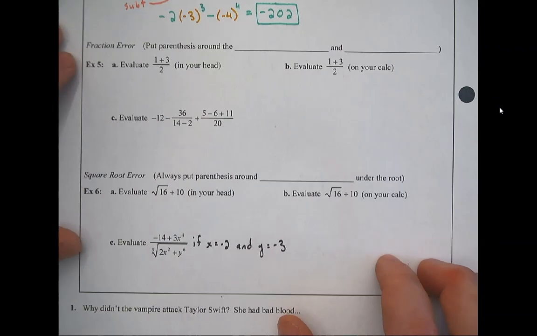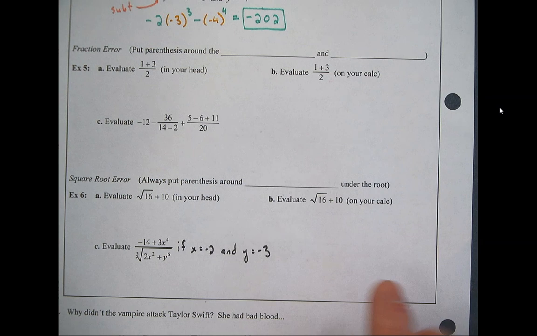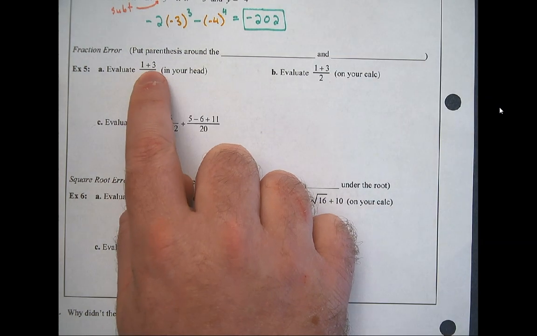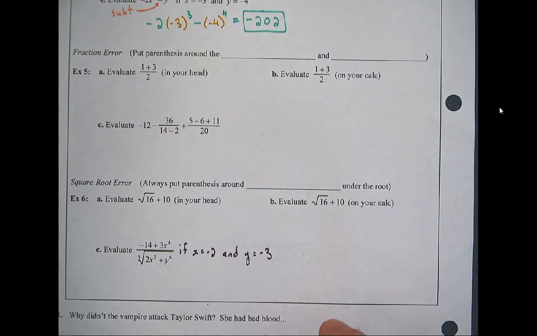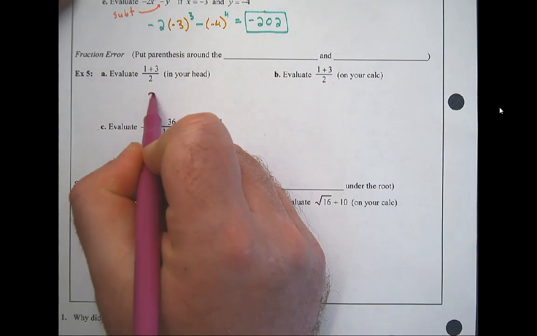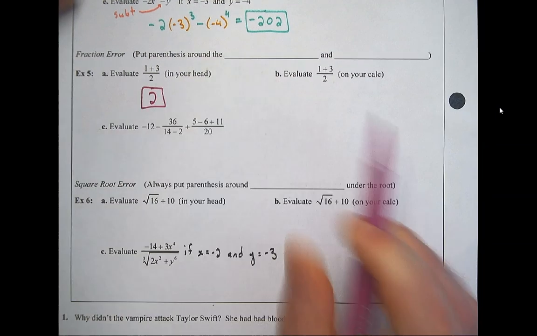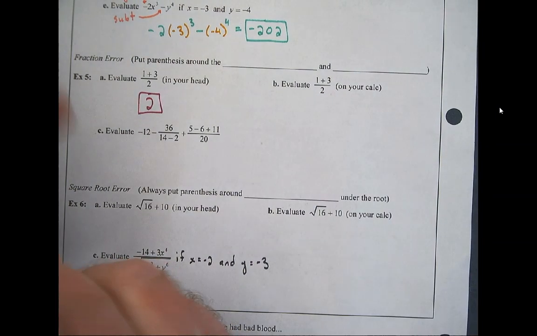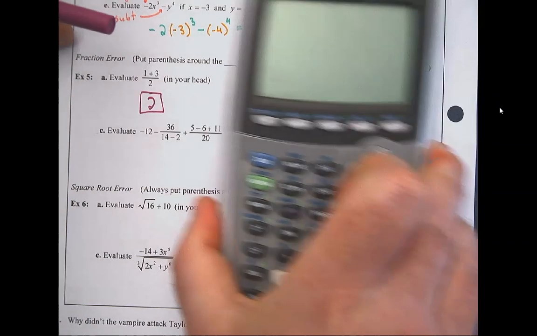Okay, next error, fraction error. So let's do 1 plus 3 divided by 2 in our head. So 1 plus 3 is 4, divided by 2 is 2. All right, we did it. We're the best. Now let's try to do this on our calculator. So I type this into my calculator.